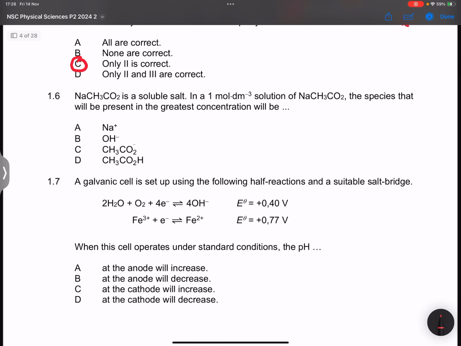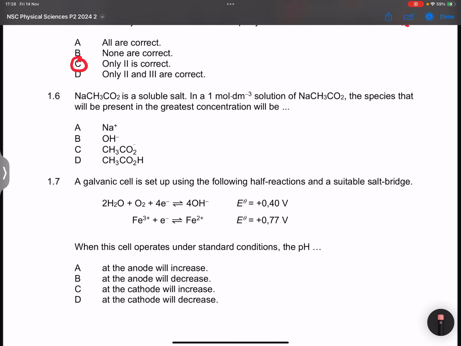All right, and so in the next one, we've got sodium, I don't know what that is called. We could always try to, let's see. If we've got CH3, we've got C, that's probably CO2. Okay, I'm not sure what that is in terms of what it's called, but they say it's a soluble salt. That's 1 mole per cubic decimeter of that salt. The species that will be present in the greatest concentration will be.